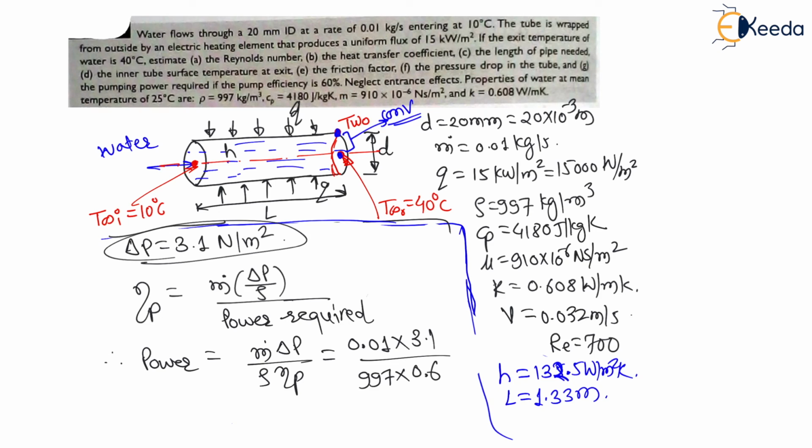Now, with the help of this formula, let us find the power required. Therefore, I will get the power required equal to 5.18 into 10 to the power minus 5 watt. This will be the pumping power required.